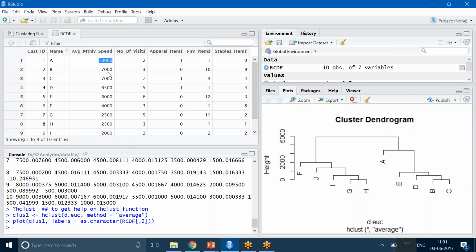The other way to explain this, which is actually more scientific and the right way of understanding. What is the currency of spend? Currency of spend, unit of spend, rupees, any currency, but in India, rupees. So unit of spend is rupees. What is unit of visits? Count. What is unit of apparel items, count of items purchased? Count.